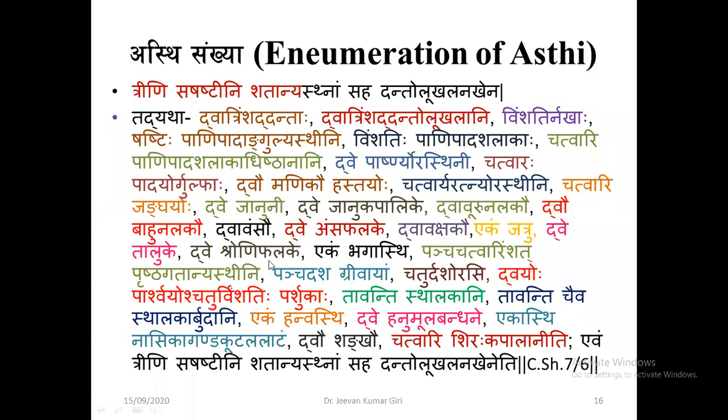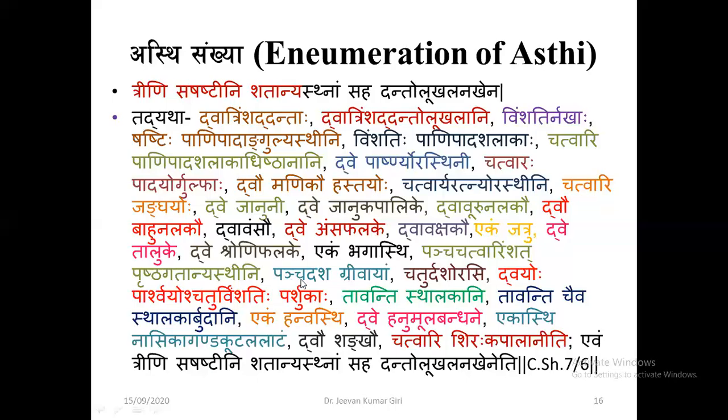Now see here, we are reading the enumeration of the Asthi. We have already seen Bhagasthi. There is one Bhagasthi that you have already written. Now next see here, Pancha Chatvarimshat Prishthagatanya Asthi. So here this is the 45 Prishtagata Asthi. Or Prishtha, just you write Prishtha and give arrow and write 45. Okay.